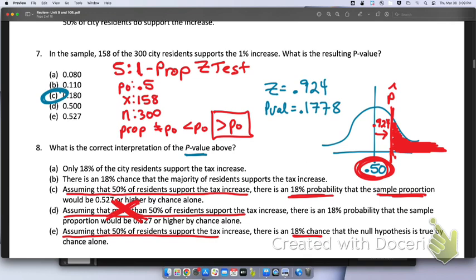Part E says there is an 18% chance that the null hypothesis is true. Nope, we do not have a probability of the null hypothesis being true. This is the probability that our sample is as extreme or more extreme than what we got, so it is 0.527 or higher just by chance or sampling variability. That is why C is the answer.